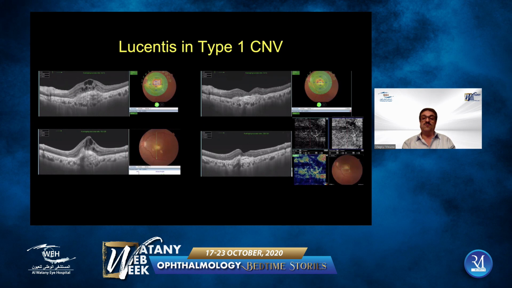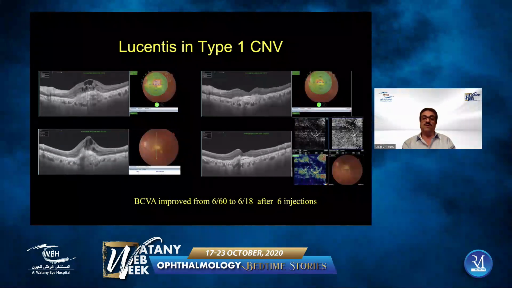And sometimes I use OCTA, as I mentioned before, to see if there is any residual activity. And we can see here the long filamentous dead tree-like vessels, which means that the case is completely dry, though the vision is improved only to 6/18, but this is the maximum vision we will gain because of the disruption of the outer retinal layers.